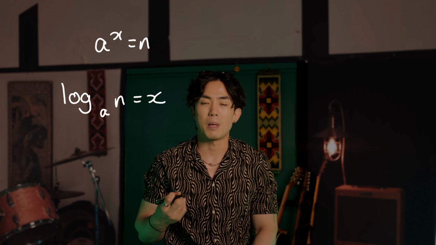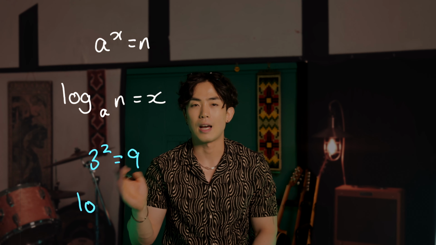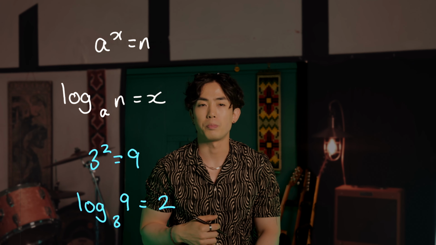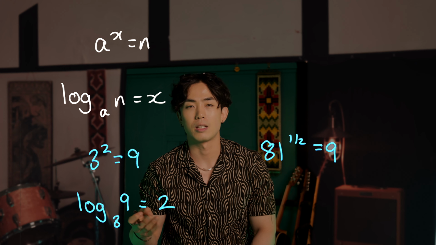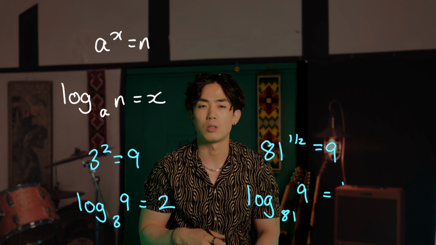So if I was to write maybe 3 squared is 9, if I write that in terms of log, that would be log 9 to the base 3 is equal to 2. Another example would be 81 to the half is 9. In terms of log, that would be log 9 to the base 81 is equal to a half.